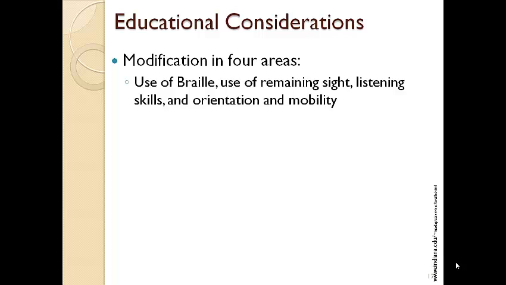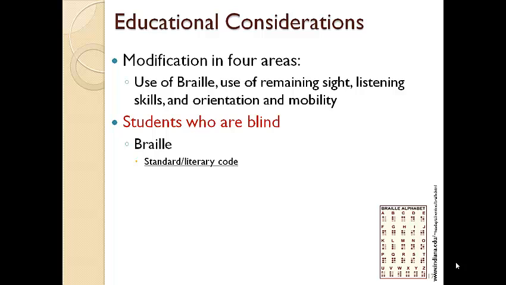and orientation and mobility. So students who are blind, we have already talked about that the focus is to learn Braille, right? We have the standard literary code or the alphabets, and here's a picture of what they look like. So there's a system based on 6 dots, and for each alphabet a certain dot is raised on paper. So we have that standard literary code.